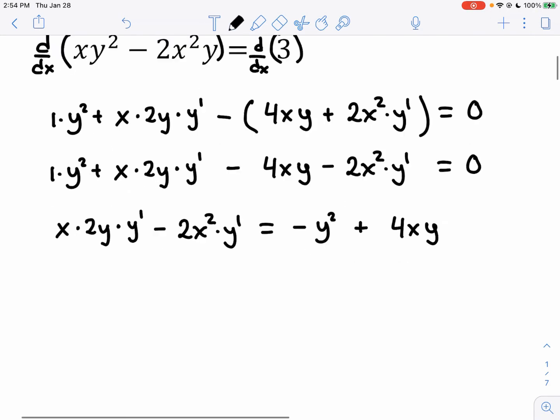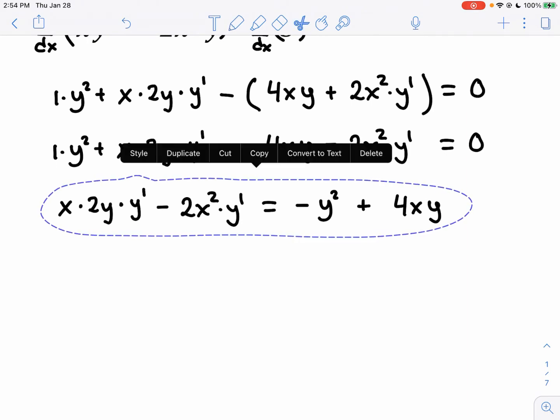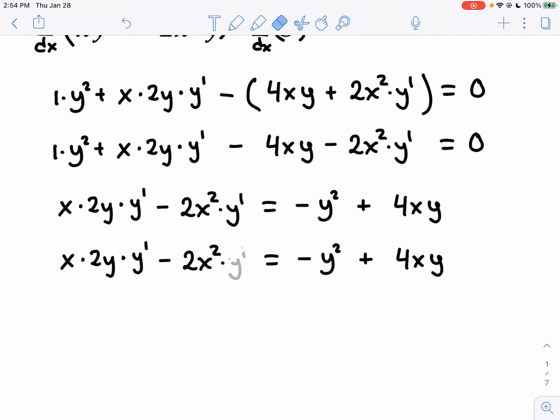When you're at this stage here, now you factor out the y prime on the left side and then divide. So I'm going to do both those steps at the same time. First thing we do is factor out this y prime.